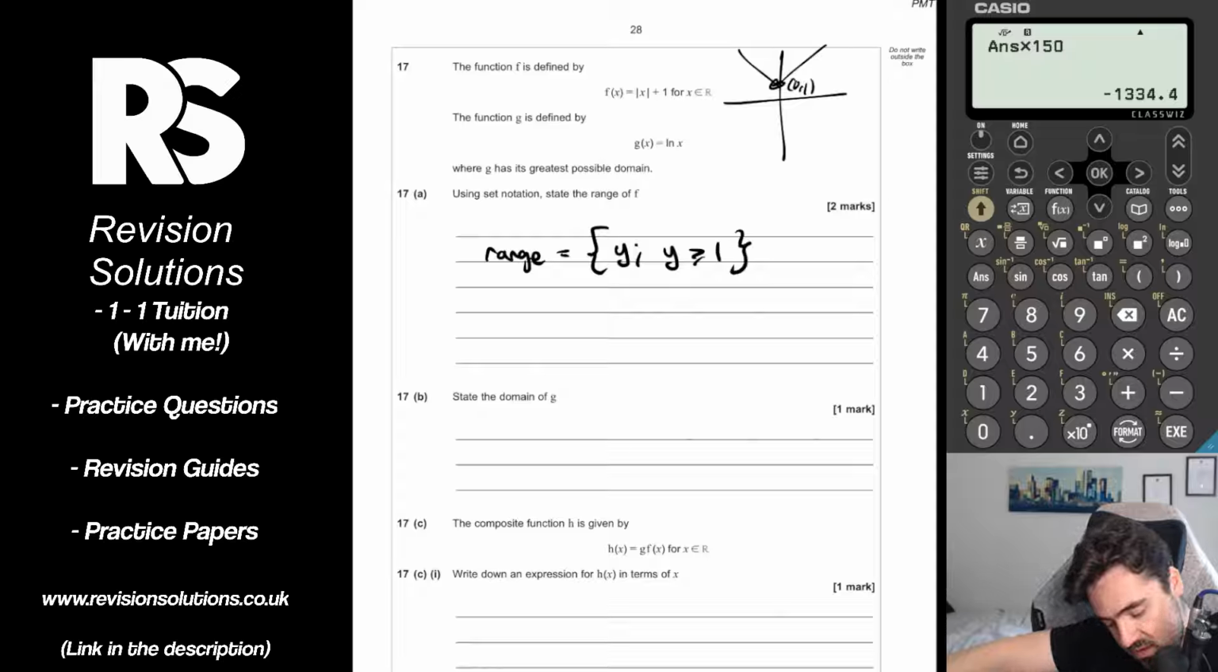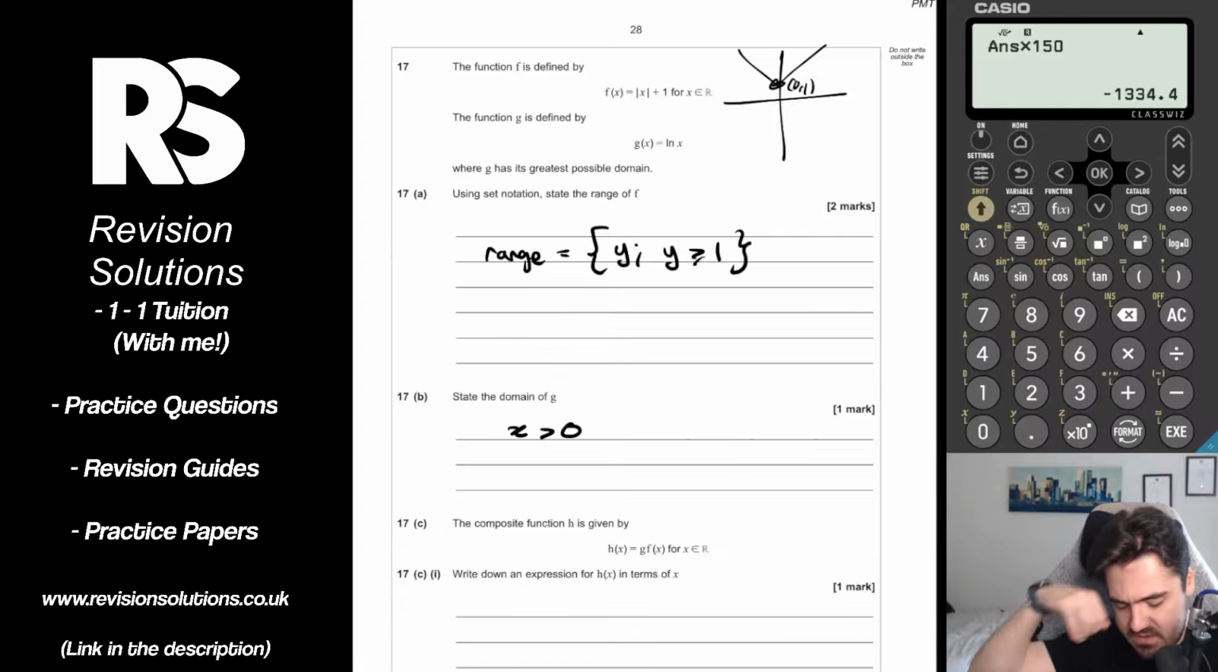Then it says state the domain of g. Well, it says g has its greatest domain possible. We can plug in all positive numbers into a natural log. We can't plug in 0 or any negative numbers. So that would just be x is greater than 0.